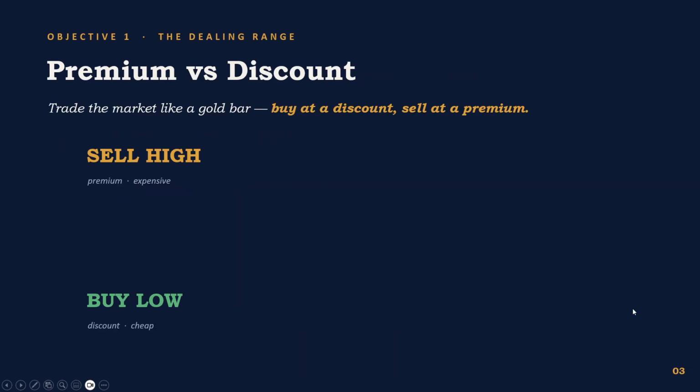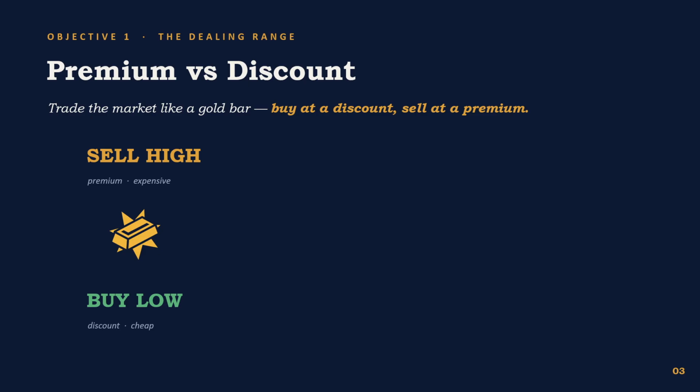So the first is about premium and discount. So most people have understood premium and discount in terms of buying low and selling high. So it's a simple concept, but I want to bring an analogy to help you understand this. So imagine this, right? Imagine you have gold. Imagine you're a gold investor. You're looking at the price of gold to buy or sell.